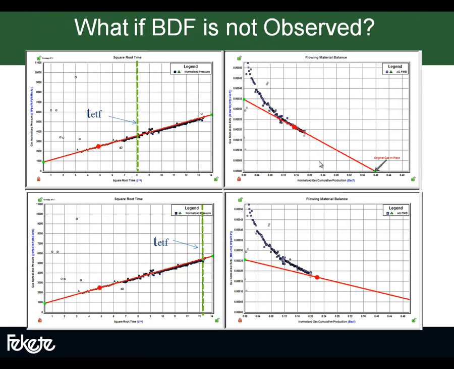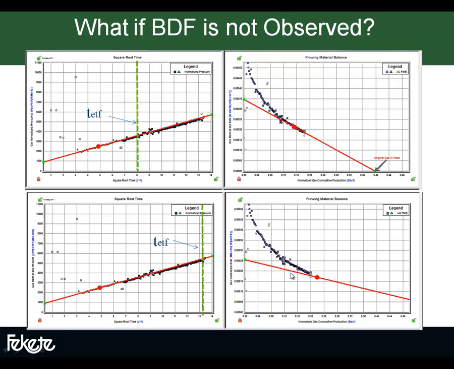What happens if boundary dominated flow is not observed? Well, this is a case that may come up very frequently, particularly if we're only looking at a few months worth of production data. So if we look at the top two plots, here's an example. This is a square root of time plot. The green dotted line is determined based on the extrapolation of the flowing material balance plot. And the problem with this interpretation is that if we look at this data, it's obviously purely transient linear flow. So the dotted green line doesn't belong here. Our extrapolation using the flowing material balance is too pessimistic.